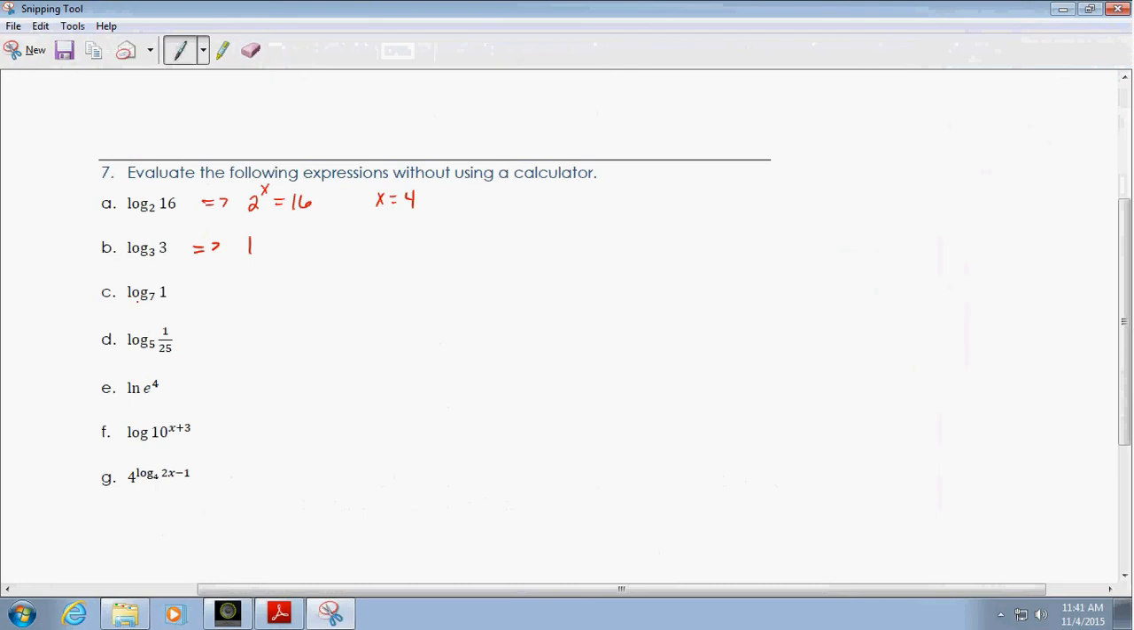Okay? What about log base 7 of 1? 0. Anything to the zero power is 1. Therefore, the log of 1, no matter what the base, is 0. Yes? All right. Log base 5 of 1 over 25. 5 to what power is 1 over 25? Right, because 25 is 5 squared, but it's in the denominator, therefore it's negative. That one's going to trip up a lot of people.